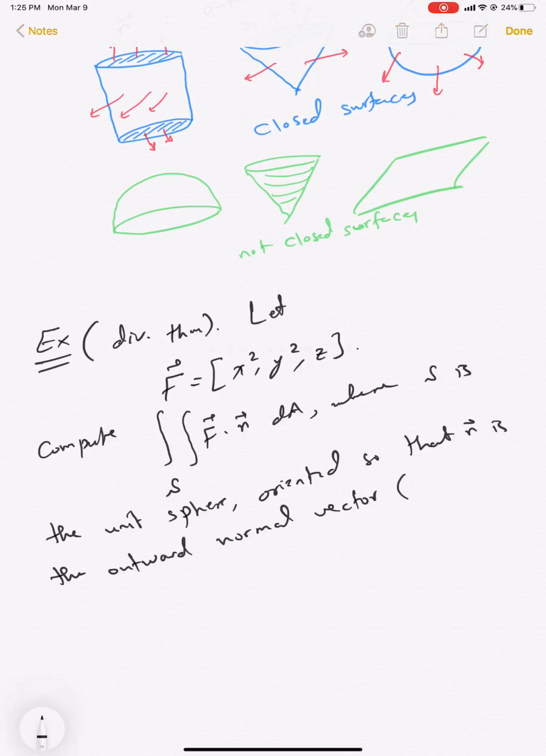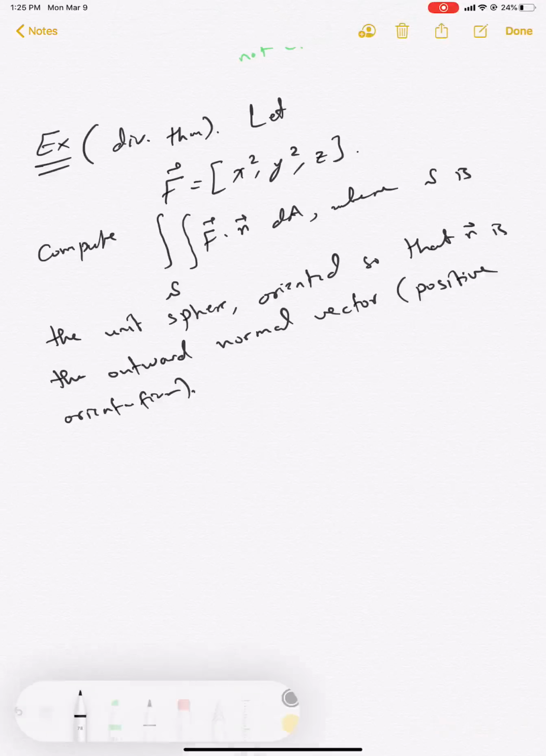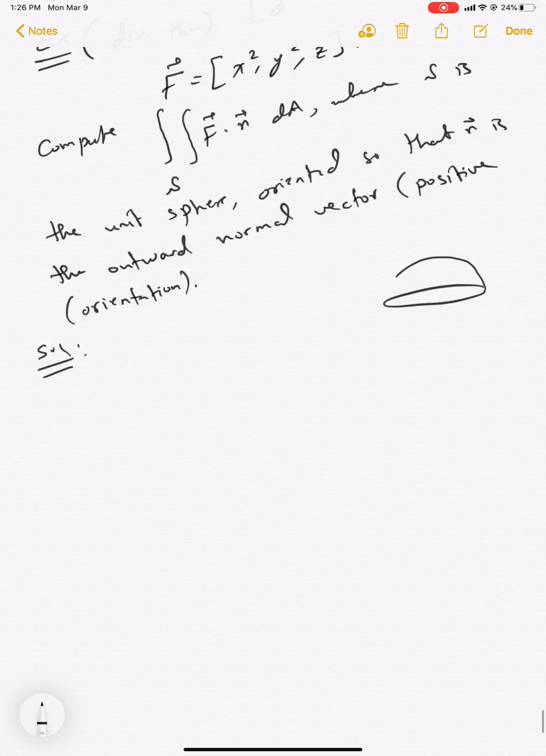And by the way, this is usually called the positive orientation. So if you hear the term positive orientation of a surface, that means you're dealing with a closed surface where the normal vector is pointing outward. Okay, so let's solve. We're having our sphere as our surface. It is a closed surface.